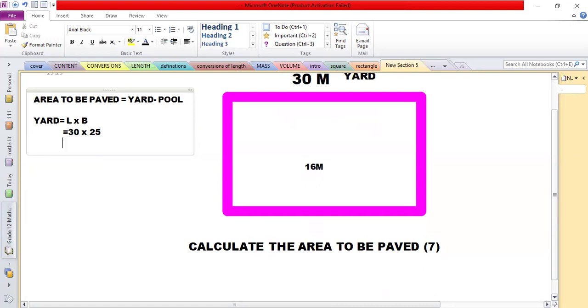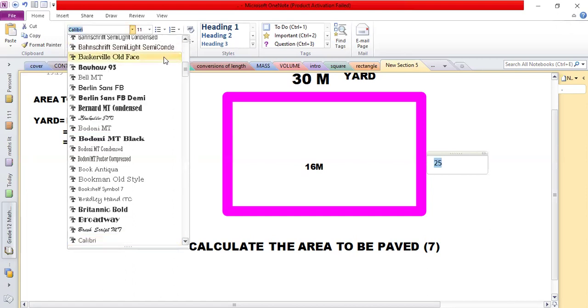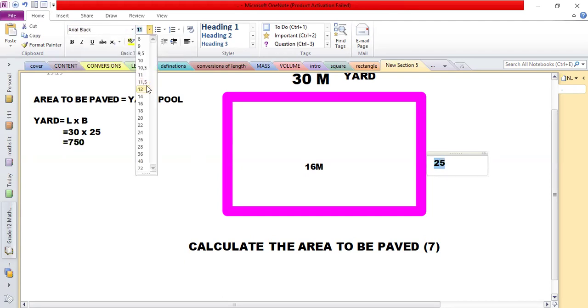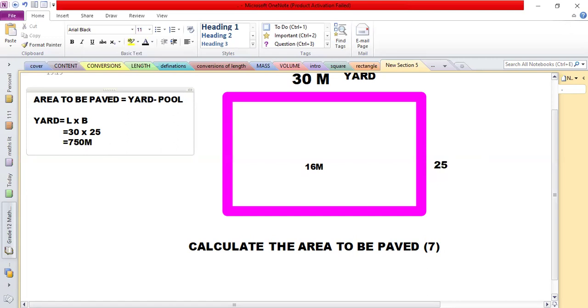Sorry for removing it. I did not realize that I removed it. I will write it again: 750. So the unit here is 25. It was not my intention to remove it. We are now working this one so that you will not fail it again, so that you will always understand it and master it. So this is the yard. We know that the yard is 750 meters squared.